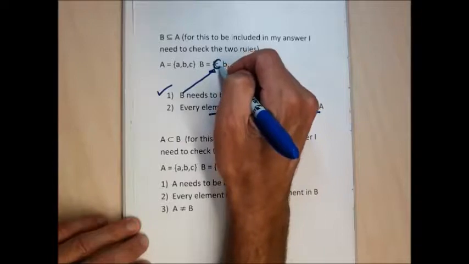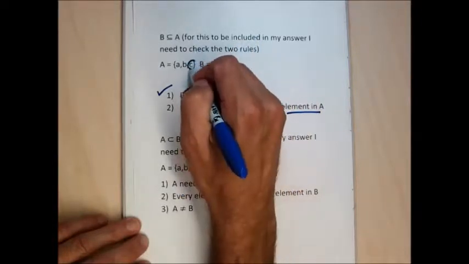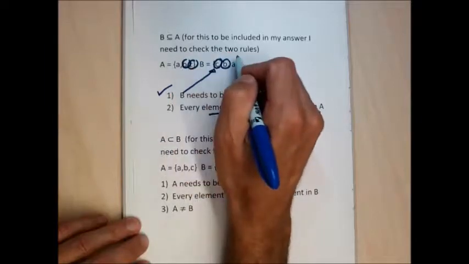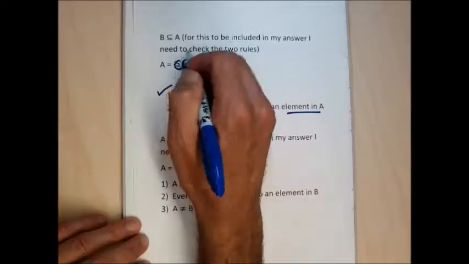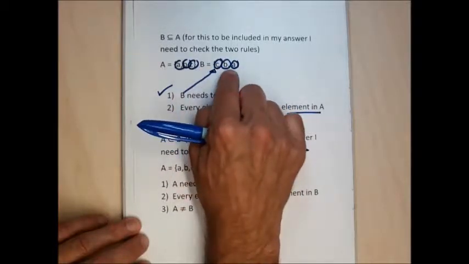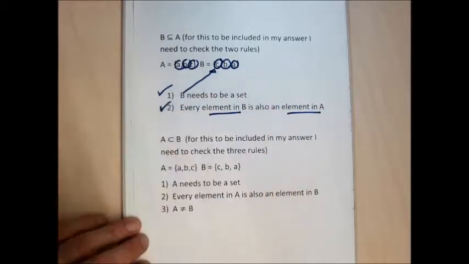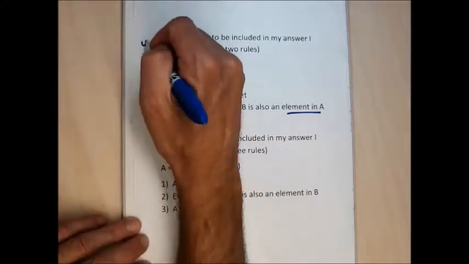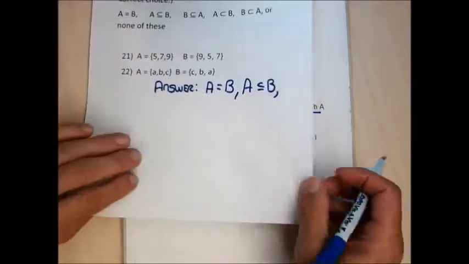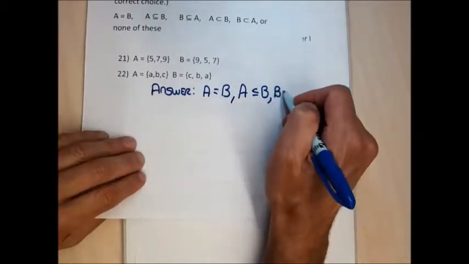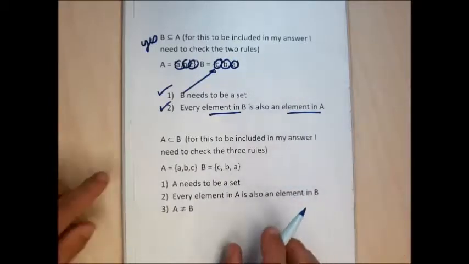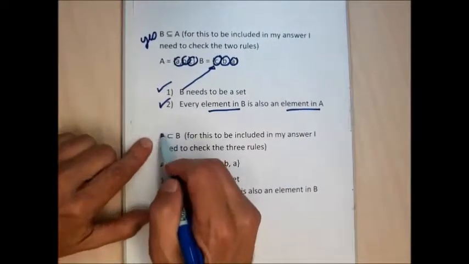There's three elements in B. C is in B. It's also in A. B is in B. It's also in A. A is in B. It's also in A. The three elements of B are also in A, so every element of B is also an element of A. So that is good, and this symbol needs to be part of my answer as well. So the next symbol, and probably the last symbol I'm going to put in my answer, is B is a subset of A.